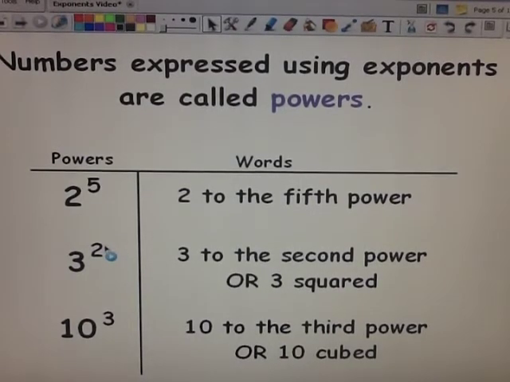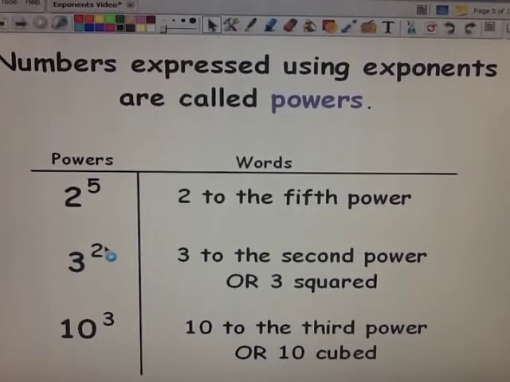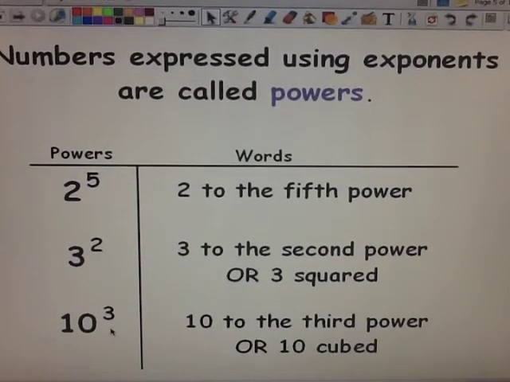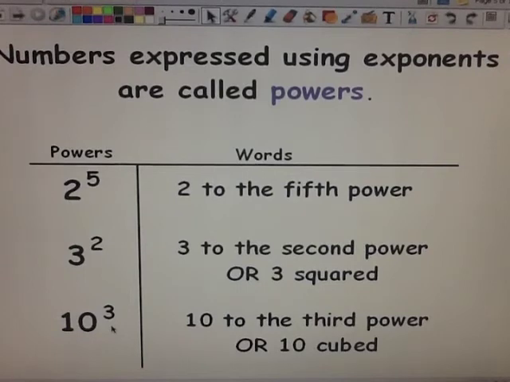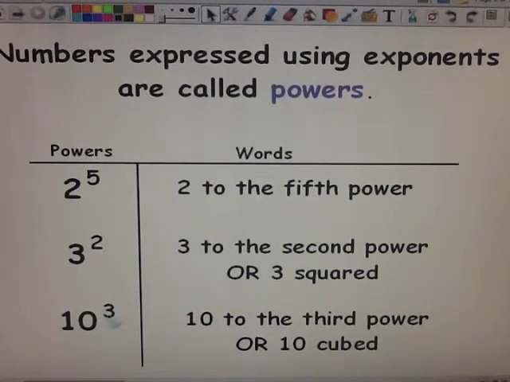I know you've worked a lot with area, finding the area of things. You've had 3 inches squared, 5 feet squared. You always use squared for area. That's because it has a power of 2. Then our last example would be 10 to the 3rd power, or you might hear it called cubed, 10 cubed. And we use cubed a lot when we're talking about volume. The volume of the cylinder is 32 milliliters cubed. Okay, that's talking about volume.